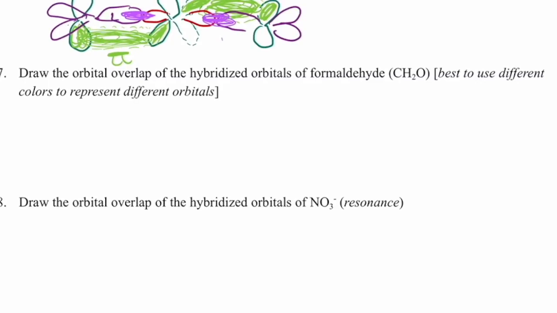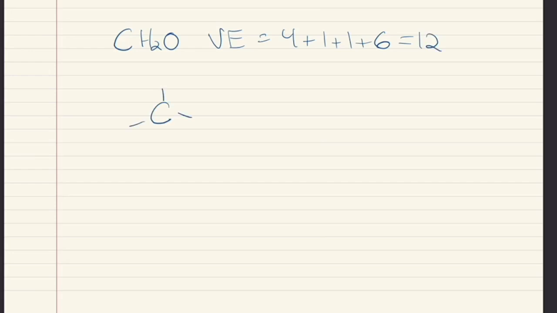And we'll use CH2O, so formaldehyde. And let's take a look at formaldehyde in our notebook. CH2O, we should be familiar with. We've seen this one before. 4 plus 1 plus 1 plus 6 equals 12. Carbon at the center, 3 bonds. Oxygen, the creation of our lone pairs leaves us with this molecule, and to create octet on carbon, we find ourselves with a double bond.